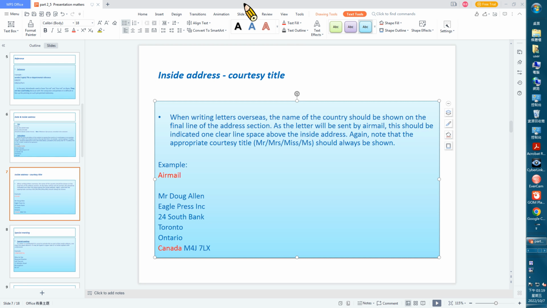Inside address, courtesy title. When writing letters overseas, the name of the country should be shown on the final line of the address section. As the letter will be sent by airmail, this should be indicated one clear line space above the inside address. Again, note that the appropriate courtesy title, Mr., Mrs., Miss, or Ms., should always be shown.